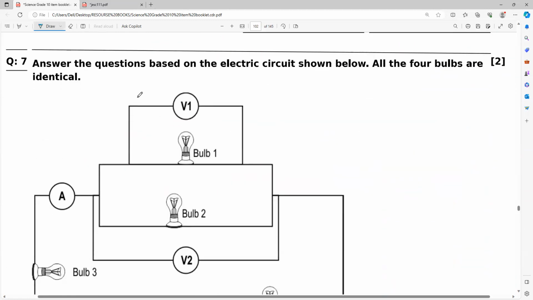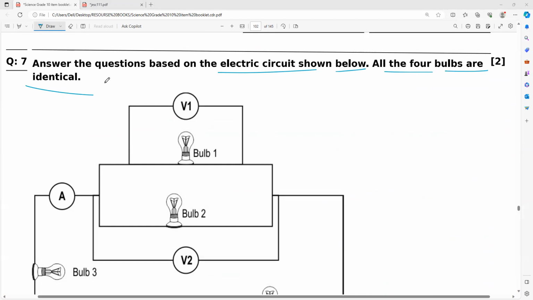Next, answer the question based upon the electric circuit shown below. All four bulbs are identical. What do you mean by the word identical? By this time your mind should say identical.